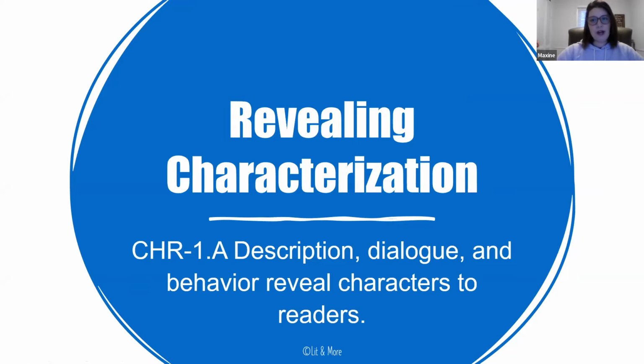The first thing we're going to talk through is a little bit about the standards in AP Literature and Composition that have to do with characterization. The first one says description, dialogue, and behavior reveal characters to readers. So as you're reading, pay attention to the way a character is described by the narrator or by other characters, the conversations the character has, and the things they do, their behaviors. All can let us know more about them.